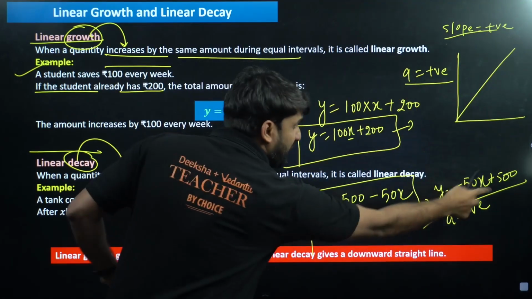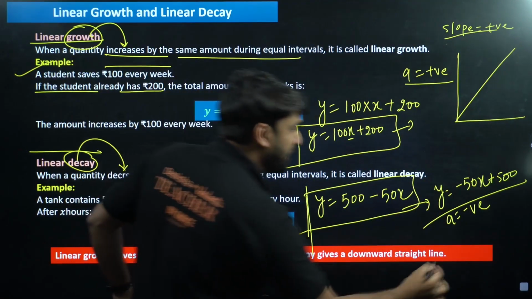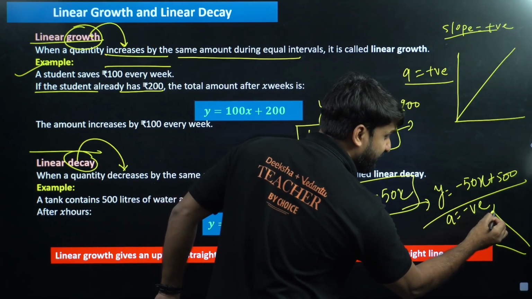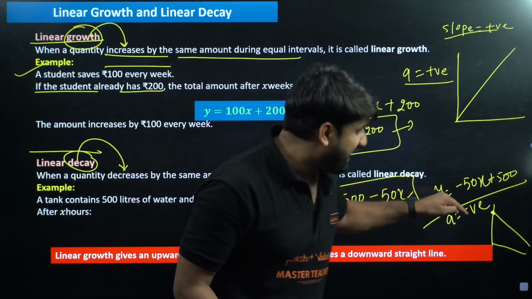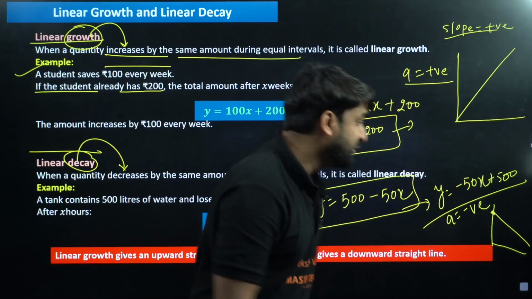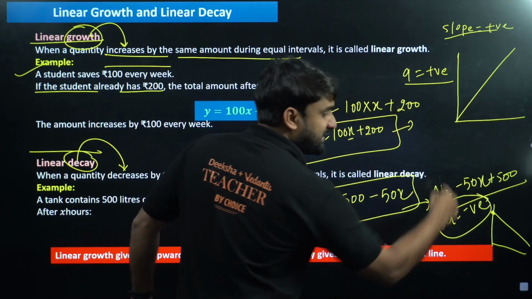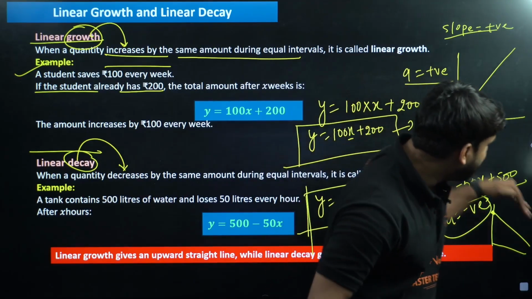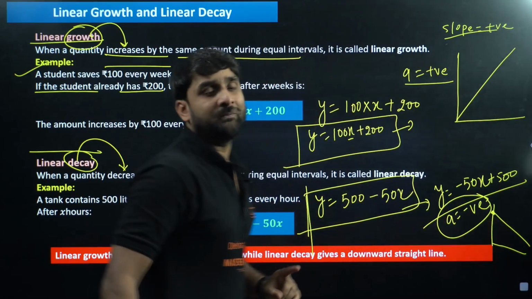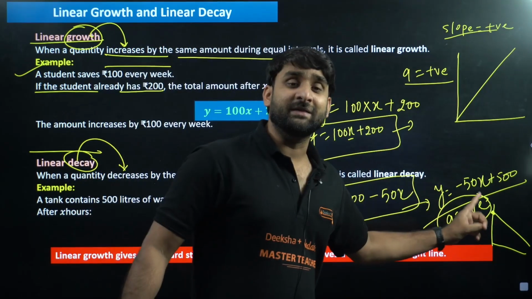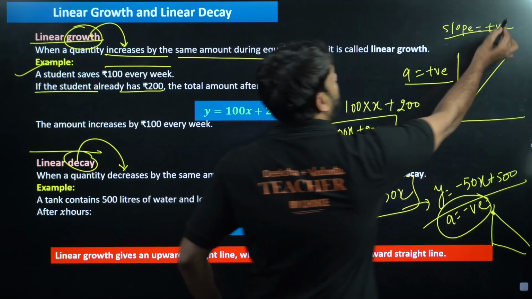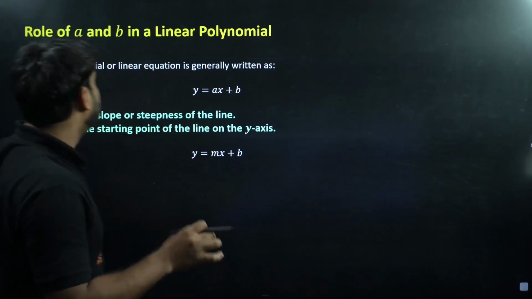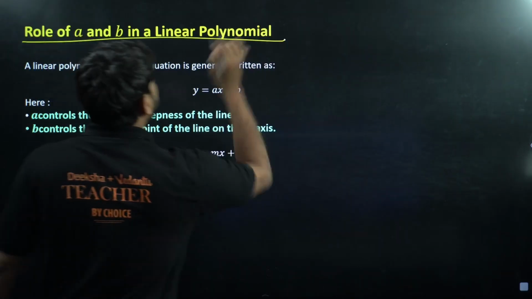But when you draw the graph of linear decay, the graph will look like this, because initially the value was greater, but with the passing of time the value is decreasing. So when A is negative, the left side is at a higher point and the right side is going down. So this is called linear decay, and the slope will be negative. Here the slope will be positive. So what decides the slope? A.